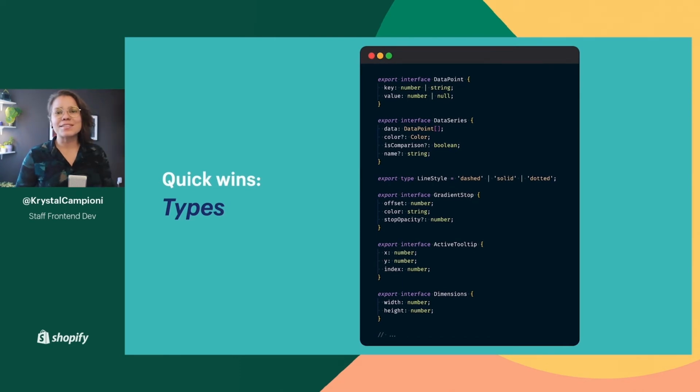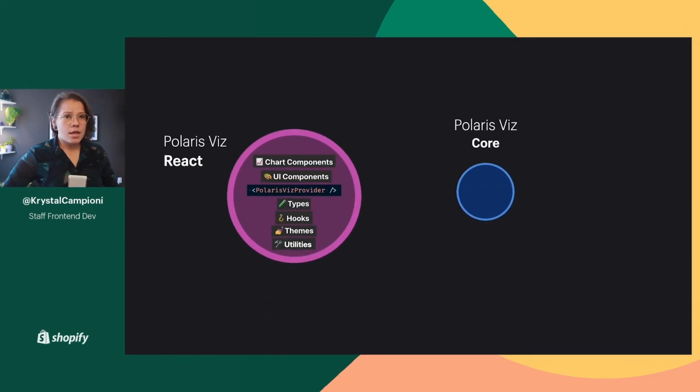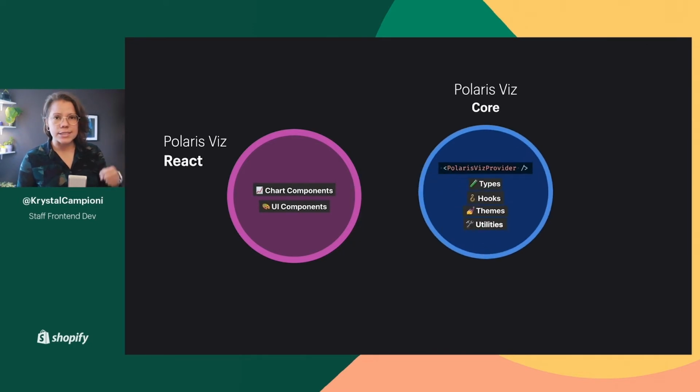Because we can use TypeScript with React Native, all of the global types that we had in the original implementation of Polaris Viz can also be just extracted. So just with the quick wins, and I'm talking about things that didn't have to be modified in any shape or form, we managed to move pretty much everything that existed in the original implementation of Polaris Viz apart from UI components.